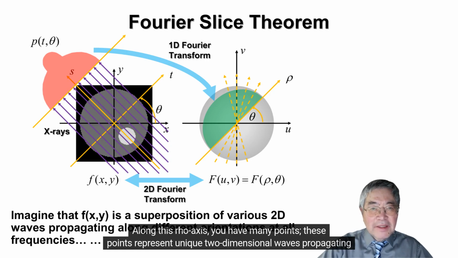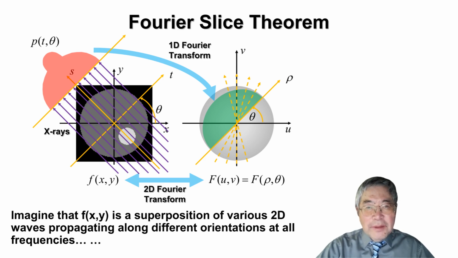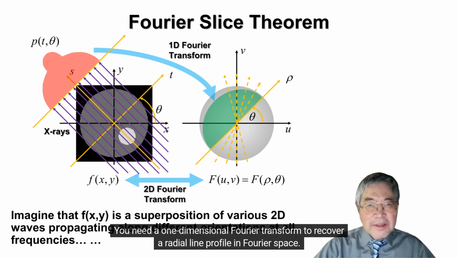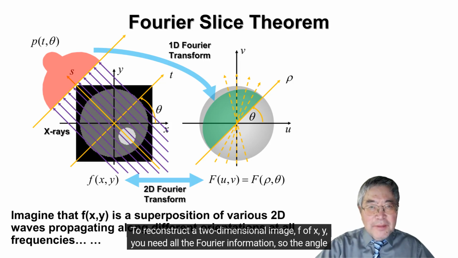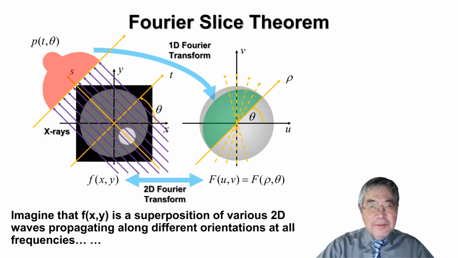Along this rho axis, you have many points. These points represent unique two-dimensional waves propagating along this direction, making an angle theta. This is heuristic. You need a one-dimensional Fourier transform to recover a radial line profile in Fourier space. To reconstruct a two-dimensional image, f of xy, you need all the Fourier information, so the angle theta needs to go from 0 to 180 degrees.